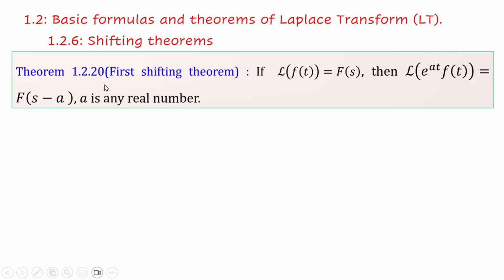The first shifting theorem says that if the Laplace transform of f(t) equals F(s), then the Laplace transform of e to the power at f(t) is equal to F(s minus a), where a is any real number. So there is a shifting on the parameter, a translation.